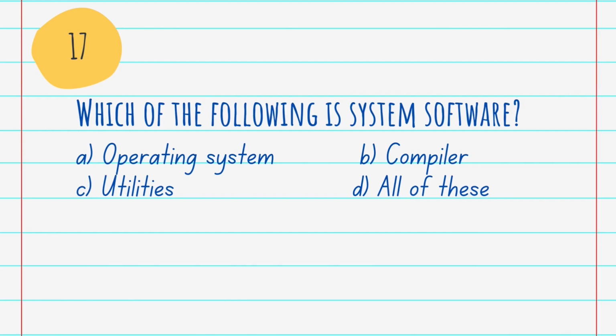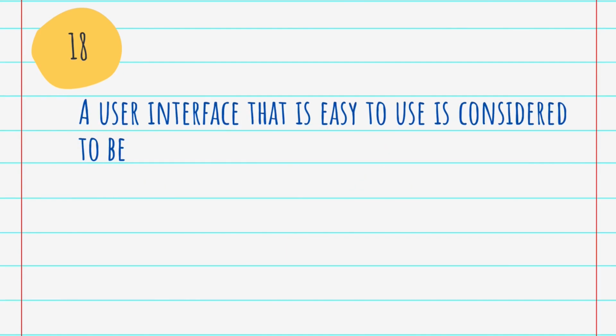Then question number 17: which of the following is system software? A, operating system, B, compiler, C, utilities, and D, all of these. And the answer is D, all of these. All three, operating system, utilities, and compiler, are system software. That's why our correct option is D. Question number 18: a user interface that is easy to use is considered to be dash. And the answer is user friendly. User friendly means easy to use, learn, understand, or deal with. That's why a user interface that is easy to use is considered user friendly.